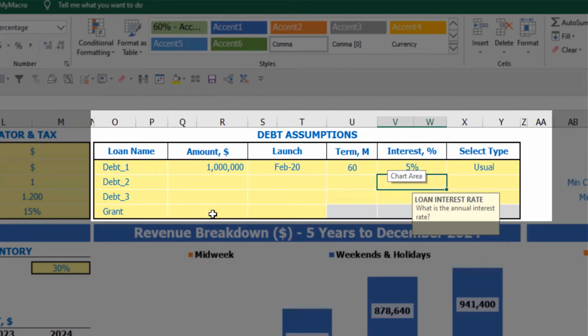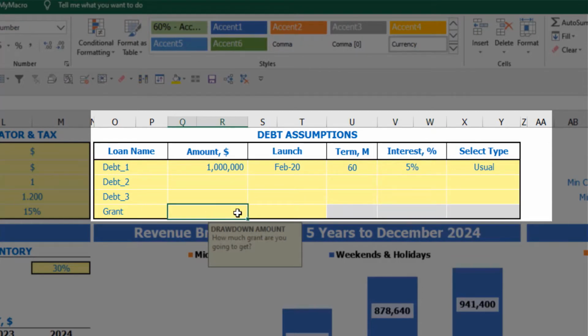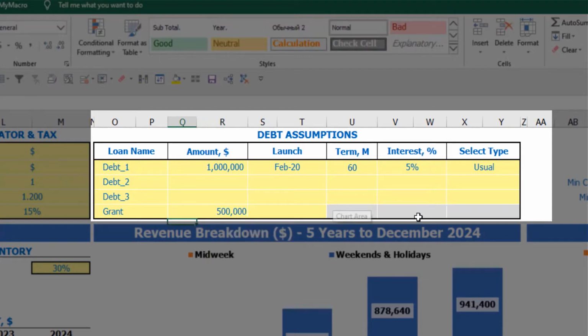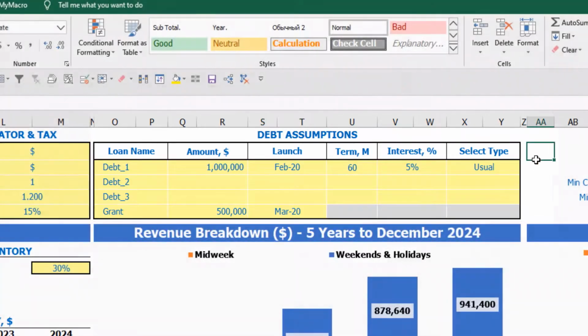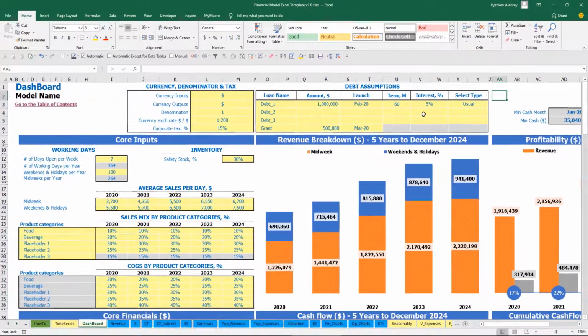You may also input the grant, which is just a simple amount, which is paid in some specific months, and that's it. No repayments, no terms in terms of interest.